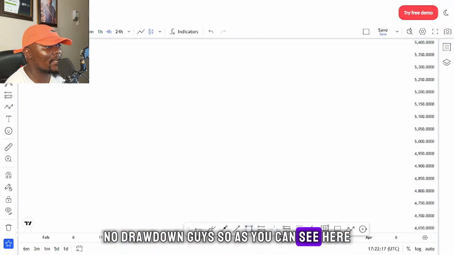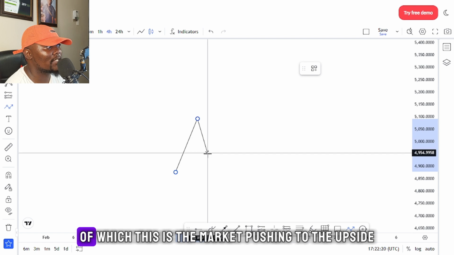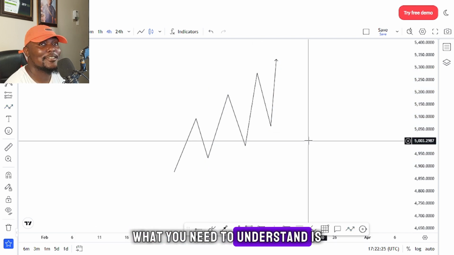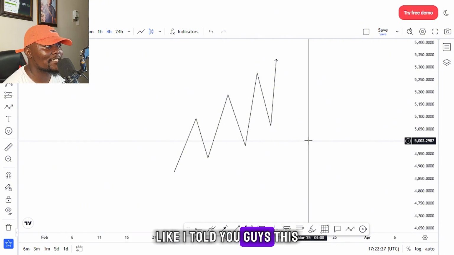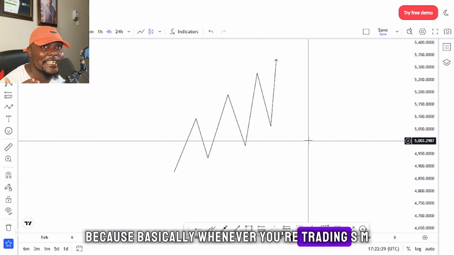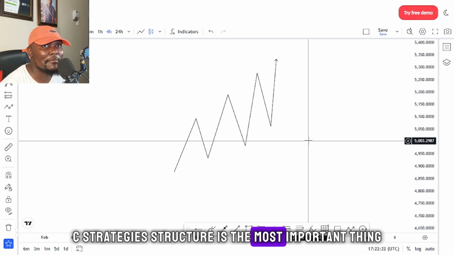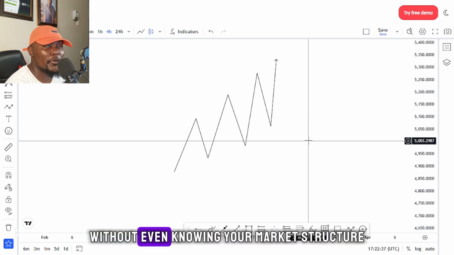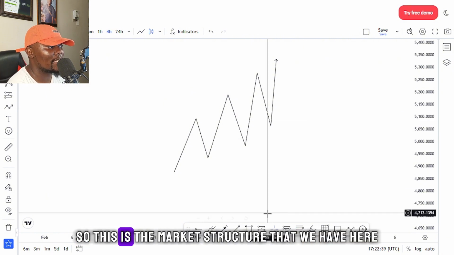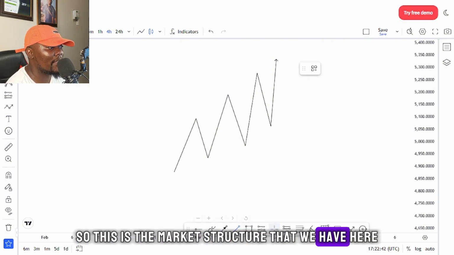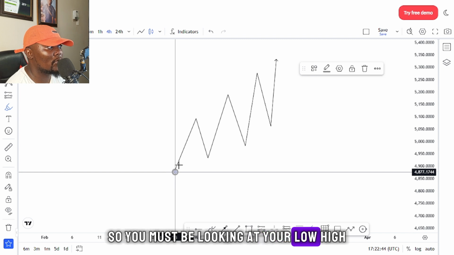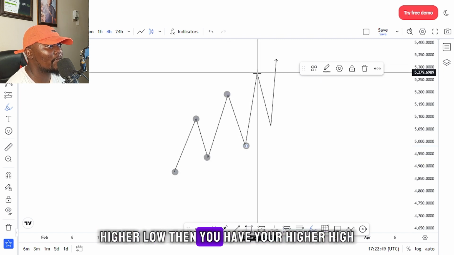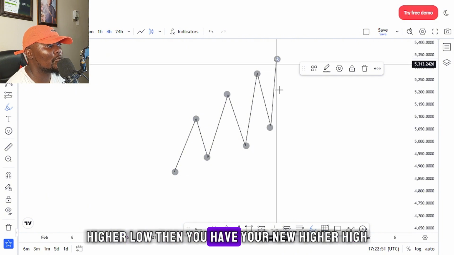So as you can see here, this is the market pushing to the upside, just like that. What you need to understand is your overall market structure, just because whenever you're trading SMC strategies, structure is the most important thing. There's no way that you can trade SMC successfully without knowing your market structure. So this is the market structure that we have here. You must be looking at your low, high, higher low, then your higher high, higher low, then your higher high, higher low, then you have your new higher high.